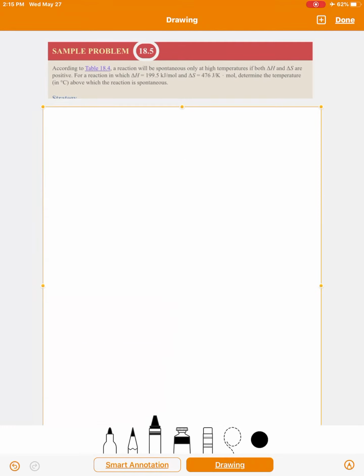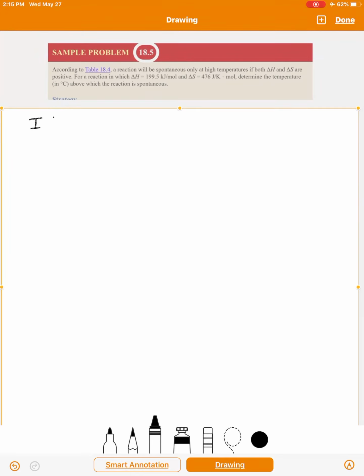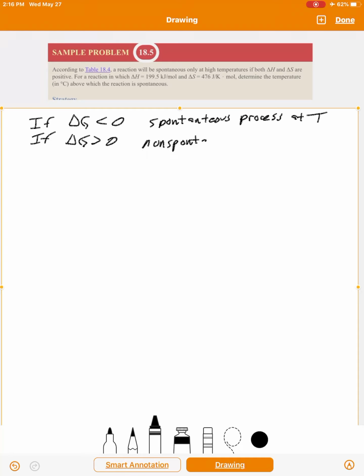So the idea here is this. If delta G, the change in free energy, is negative, less than 0, we would say that it's a spontaneous process at that temperature. If delta G is greater than 0, it's a non-spontaneous process at that temperature.